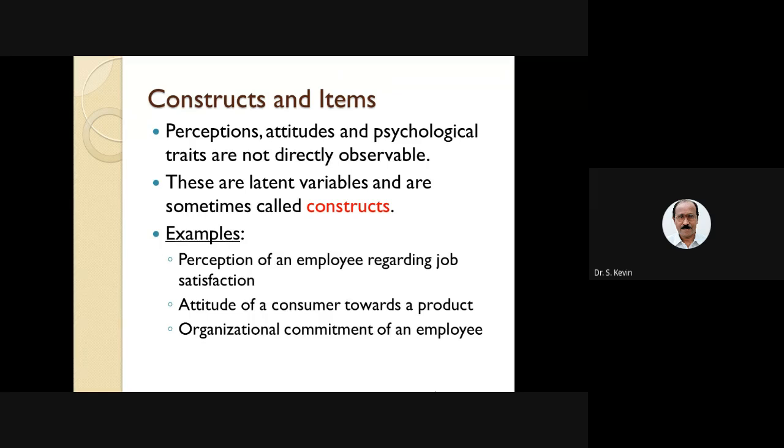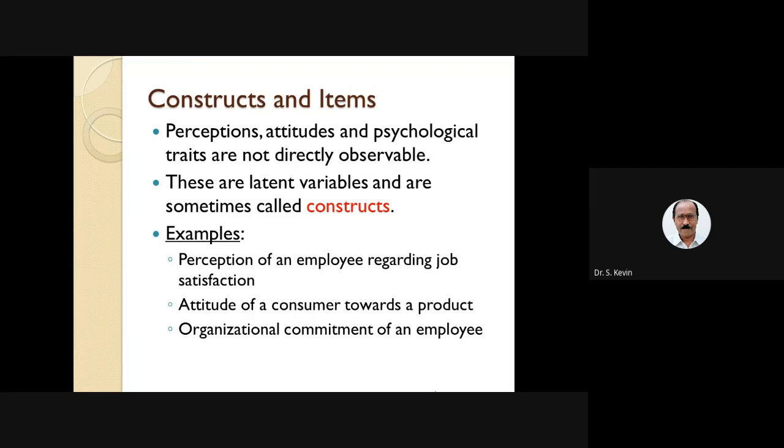Example. Perception of an employee regarding job satisfaction. So what is his perception regarding his job and the satisfaction that he gets from the job? That is something which is hidden in his mind. Nobody else knows it. It is a latent variable. It is a construct. So how do we understand that?